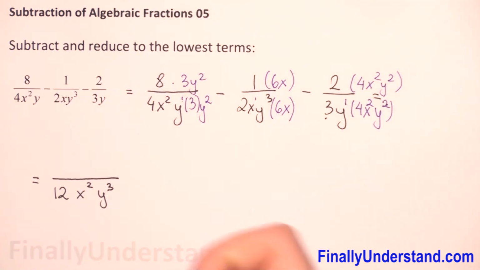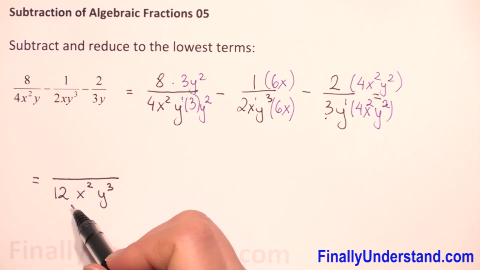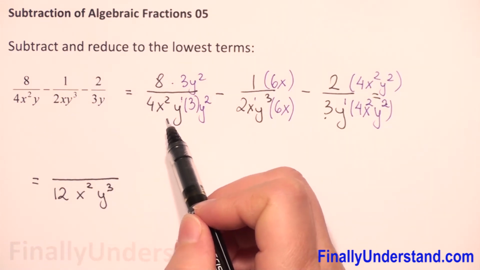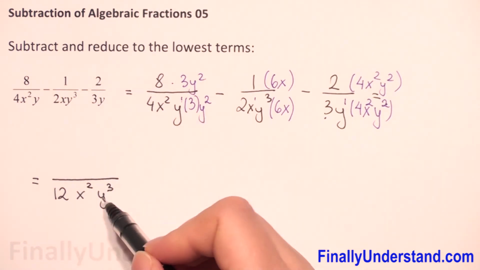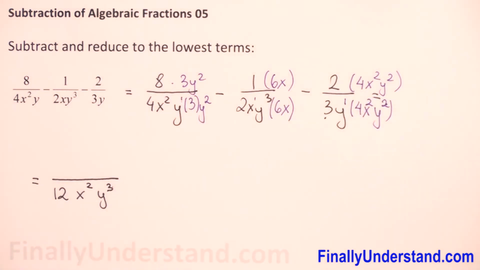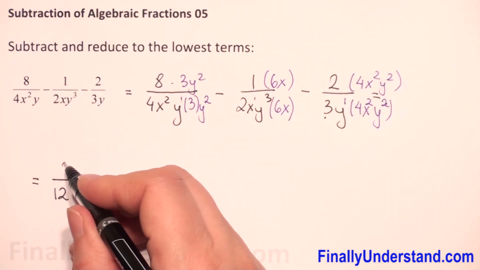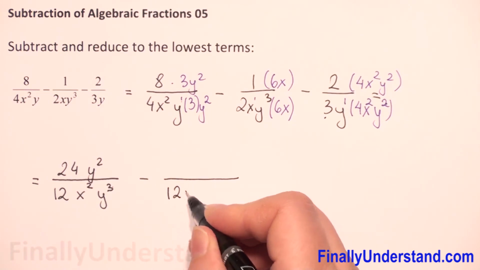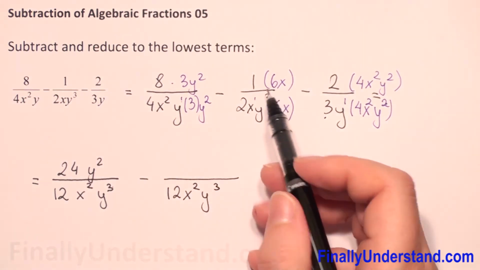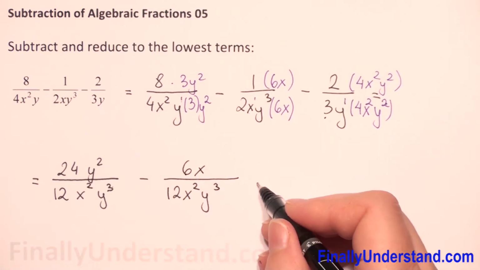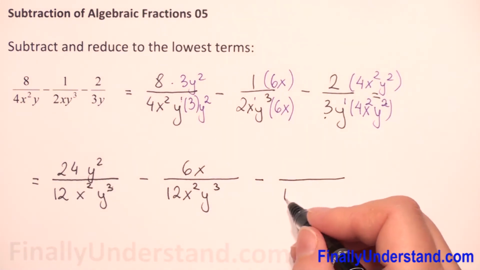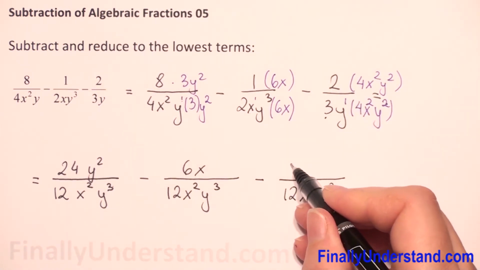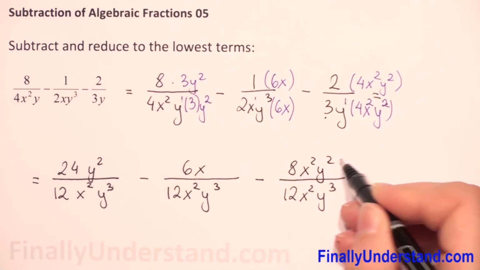And now we have to copy. We have the same denominator: 4 times 3 is 12, x squared, and y to the first times y squared is y cubed. And numerators we have to multiply. 8 times 3 is 24, and y squared we copy, minus. Denominator is 12x squared y cubed, and 1 times 6x is 6x, minus, and we have 12x squared y cubed, and 2 times 4 is 8x squared y squared.